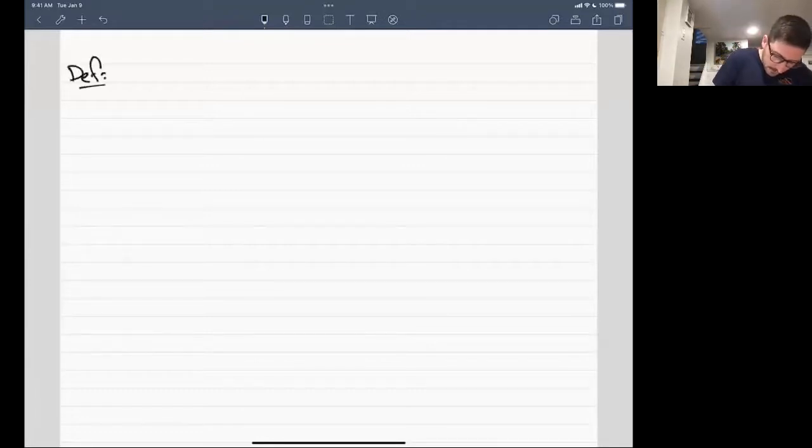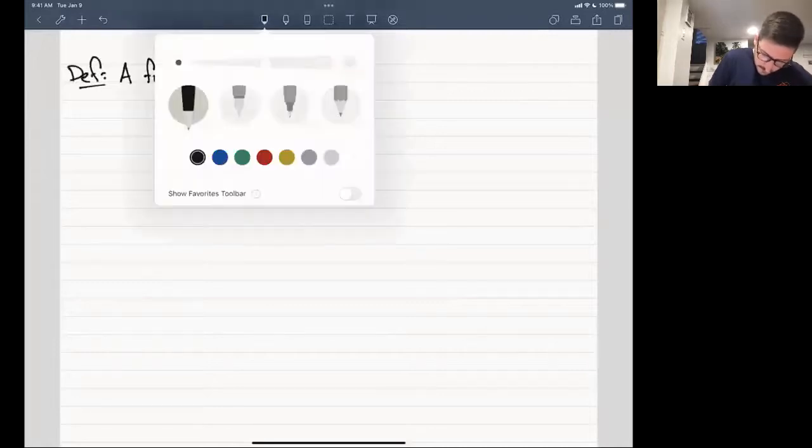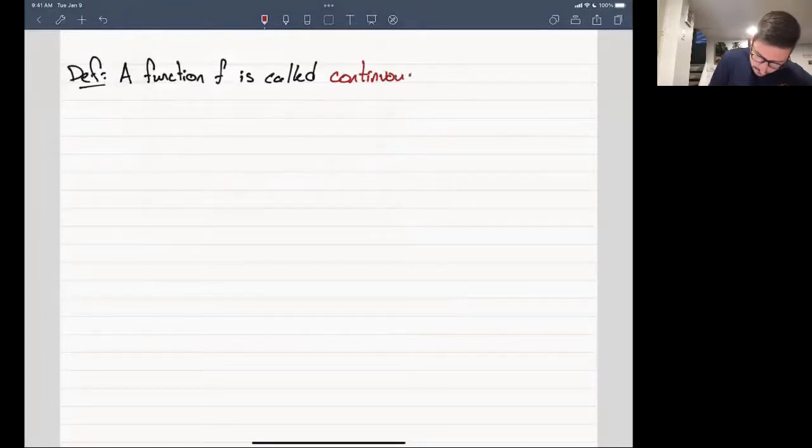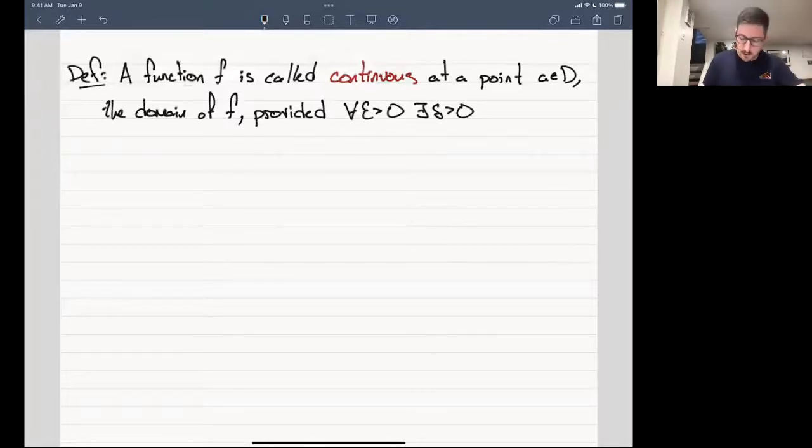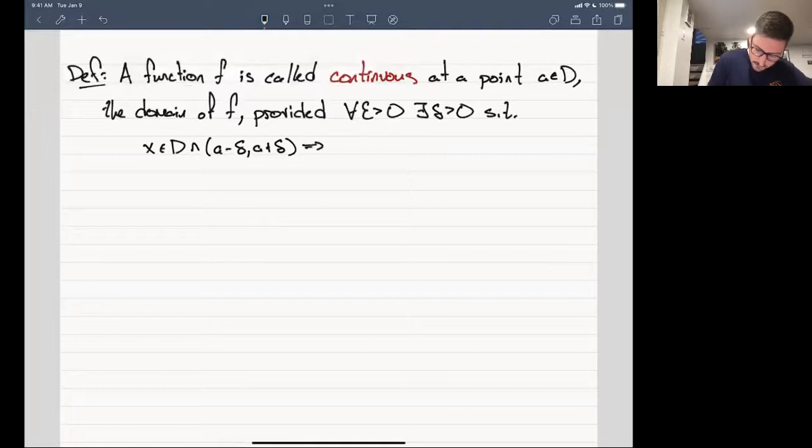So let's say a function f is called continuous. So let's put this in red. This is the active term here, so continuous. At a point a in D, the domain of f, provided, so here's our epsilon delta notation, provided that for all epsilon greater than 0, there exists a delta greater than 0, very similar to what we saw with limits, such that if x belongs to the domain and it's within delta of your point, just like what we did with limits, then this tells us that |f(x) - f(a)| is less than epsilon.